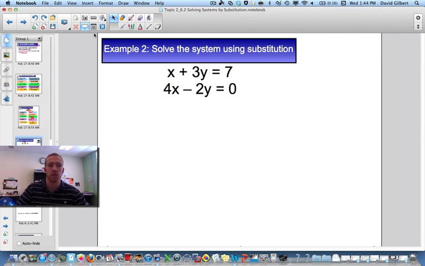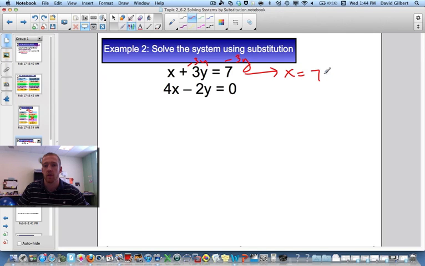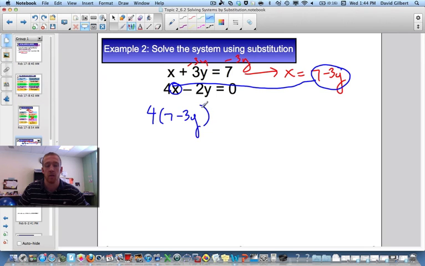Alright, so here's another one. Solving via substitution. What I've got to do is first solve for one of the variables. So it looks like it's easiest to subtract the 3y, and that'll give me x equals 7 minus 3y. Now what I'm going to do is substitute in for x, because I have x equals. I'm going to substitute this in. So that gives me, instead of 4 times x, it's 4 times 7 minus 3y. Make sure you use the parentheses. And rewrite the entire equation just with this substituted in.